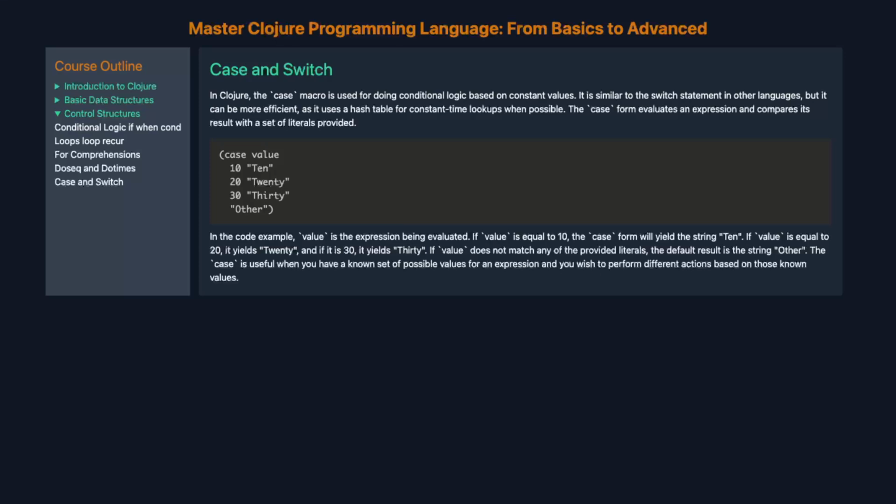In the code example, value is the expression being evaluated. If value is equal to 10, the case form will yield the string "10". If value is equal to 20, it yields "20", and if it is 30, it yields "30". If value does not match any of the provided literals, the default result is the string "other". The case is useful when you have a known set of possible values for an expression and you wish to perform different actions based on those known values.